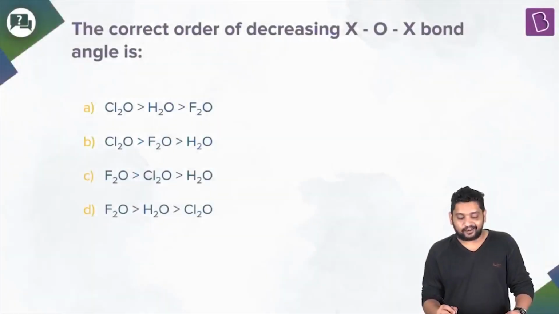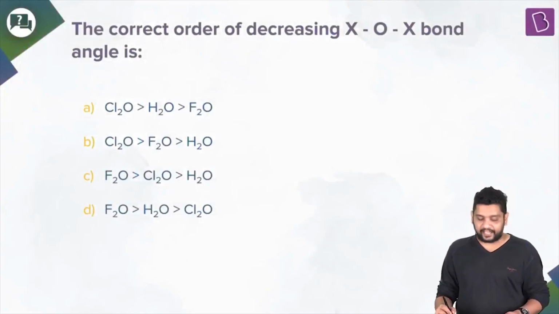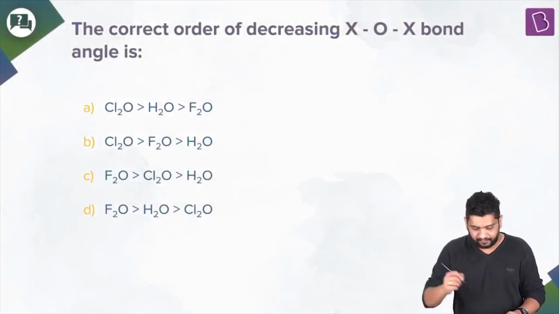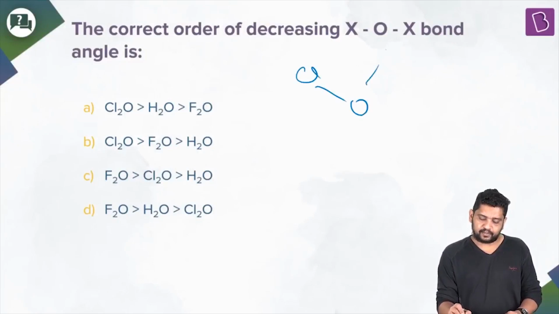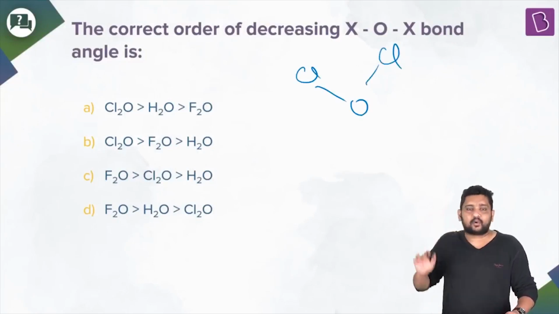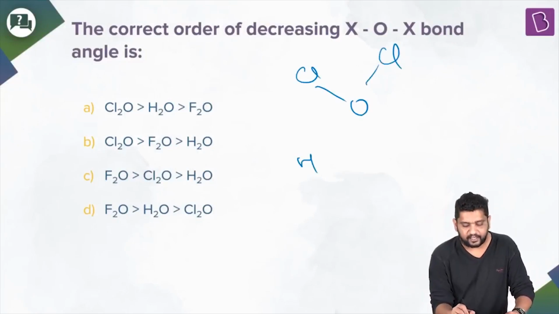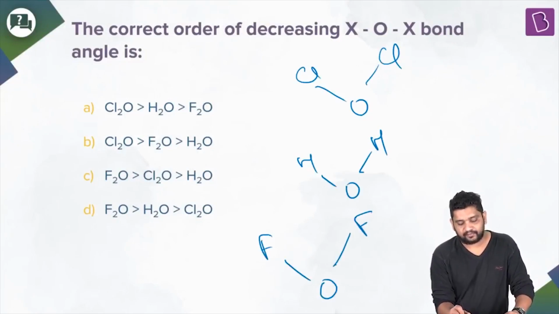The correct order of decreasing XOX bond angle is, right? So you've been given three molecules here. One is your Cl2O, so you have your ClOCl, something like this. So there is an XOX kind of bond in all of these. Then you have your HOH, and then you have your FOF, right?